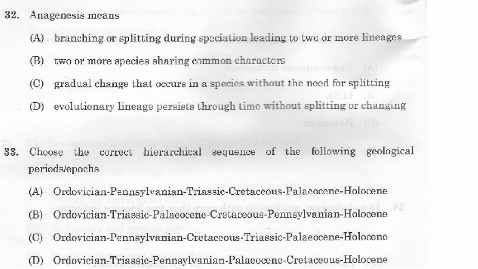Then anagenesis means... So anagenesis means there is a gradual evolution in a single species over time. Okay, and this does not involve splitting of the species. It results in the accumulation of these changes within the species, so that this species is getting converted to another species. So the answer here is gradual change that occurs in a species without the need for splitting. Answer is option C.